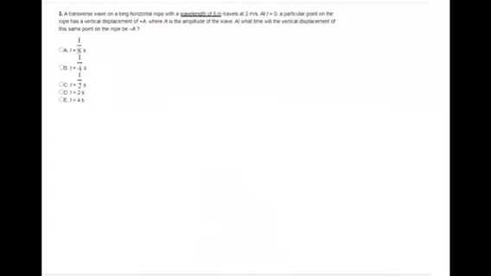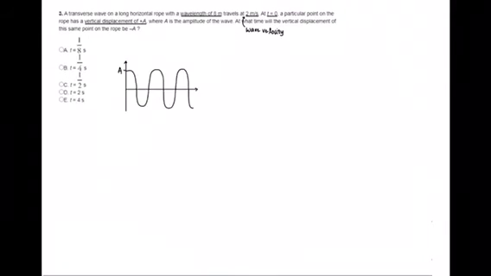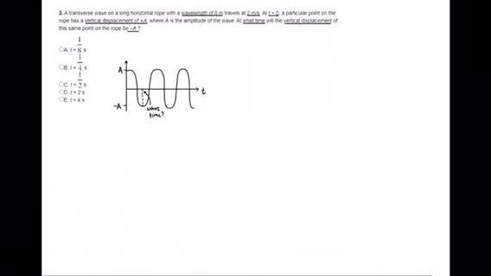So in this first problem, we've got a wave where the wavelength is 8 meters, and it's traveling at a velocity of 2 meters per second. When the time is 0, the rope has a vertical displacement of positive A, our amplitude. At what time will the vertical displacement of the same point on the rope be negative A? So this problem is asking us for time.